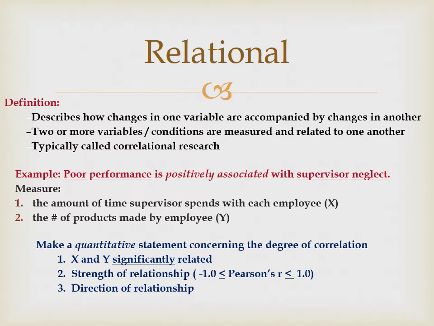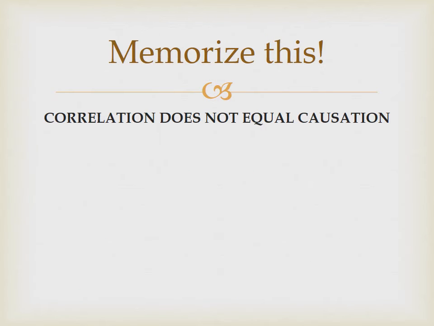This is just a review of the concept of correlation, and so if X and Y are significantly related, we would find that it's close to either 1 or -1 when calculating Pearson's R. What's really important to note for this particular lesson is that when we find a relationship between variables, we may say that they are associated or correlated, but correlation does not equal causation.